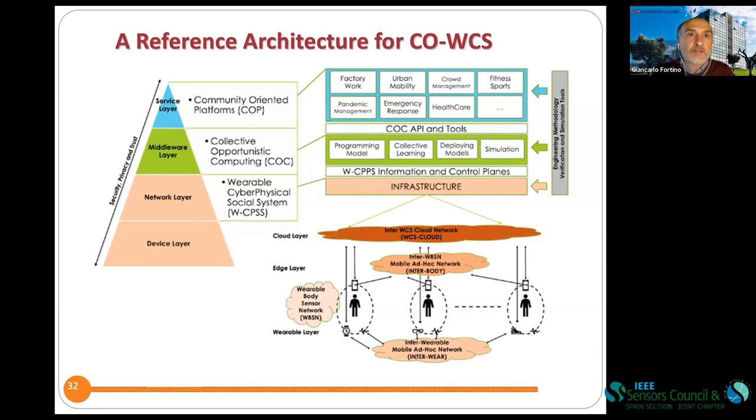Of course, in order to make it work, you also need the middleware and the service layer based on new paradigms that are not the usual ones we exploit when we have to program sensors. Usually, if we have to program sensors, we program them using low-level languages like, for example, C or a C dialect. In this approach, we will need to exploit a paradigm that is not conventional, a paradigm that we call collective opportunistic computing.